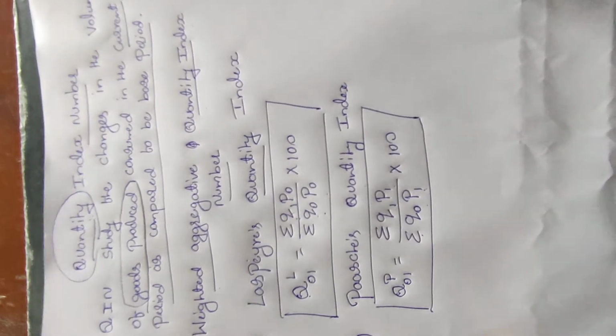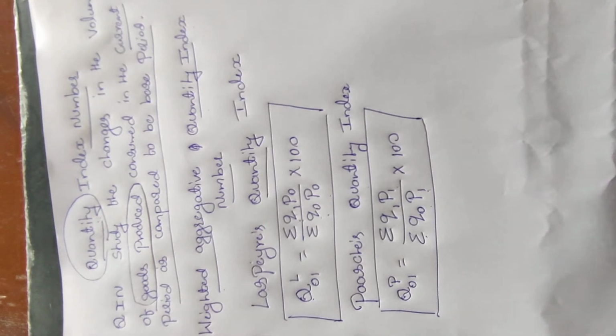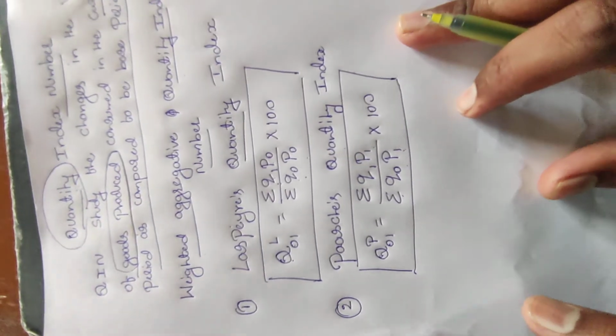In the price index number, we are giving importance to price. In the quantity index number, we should give importance to quantities. So two concepts are over.